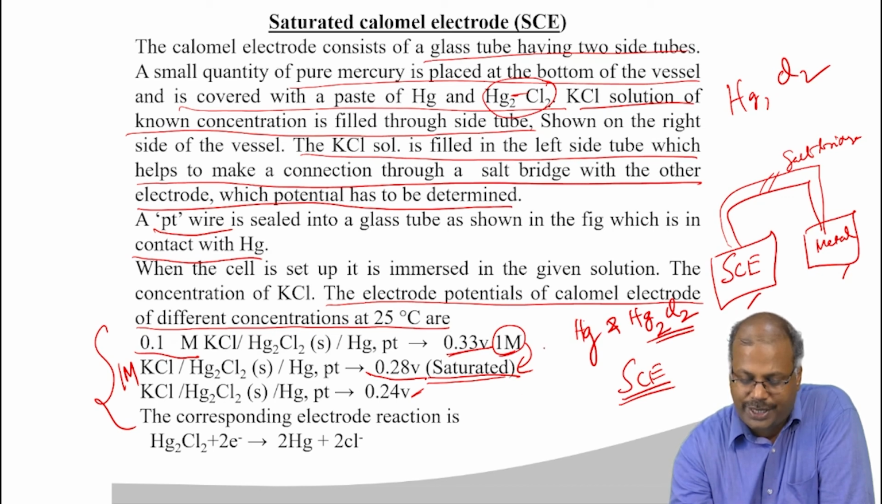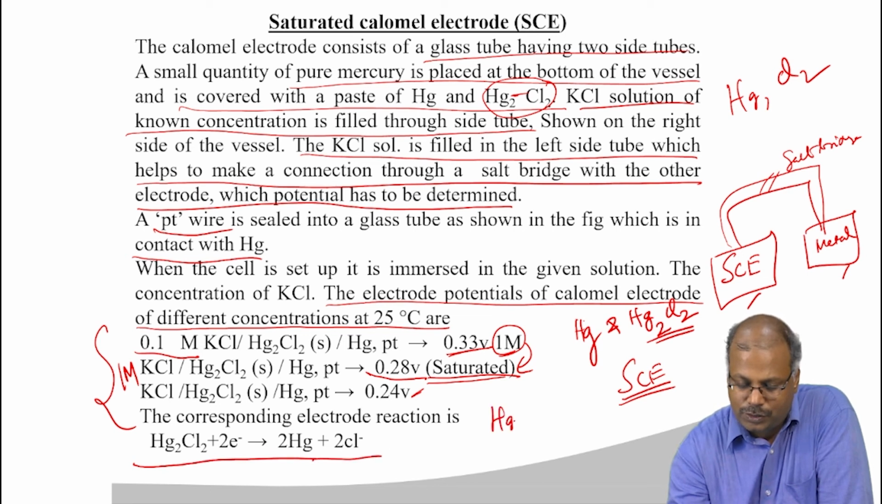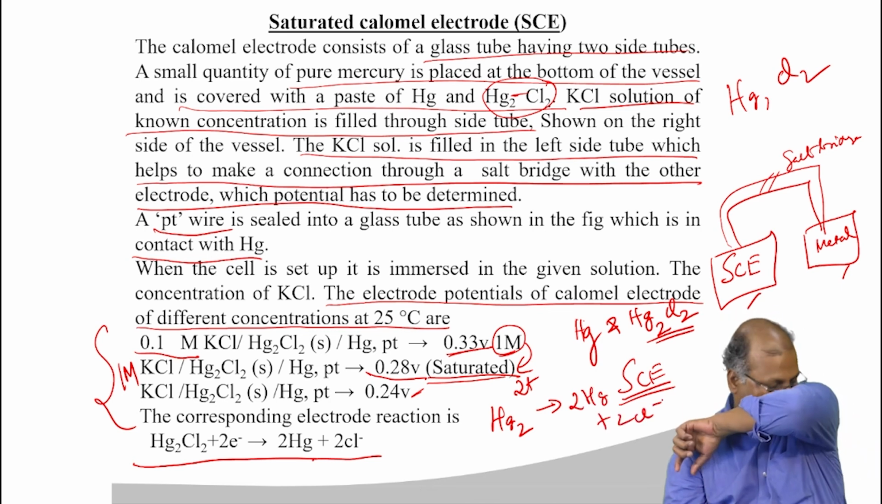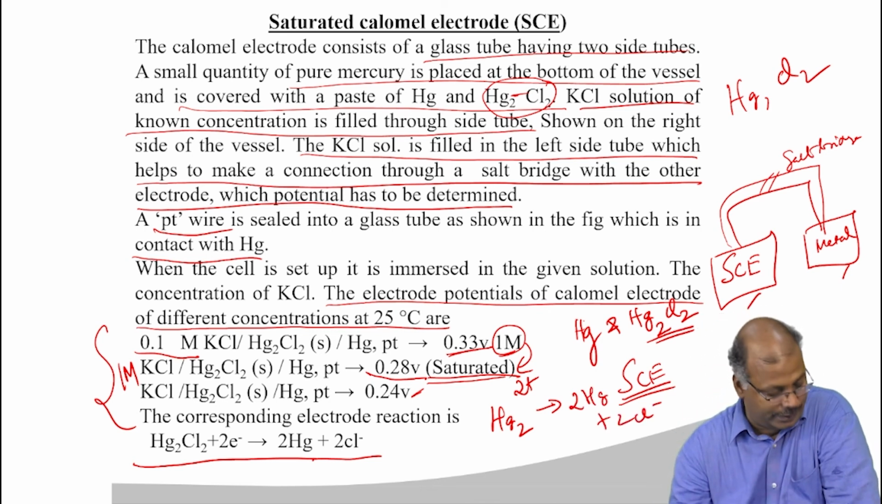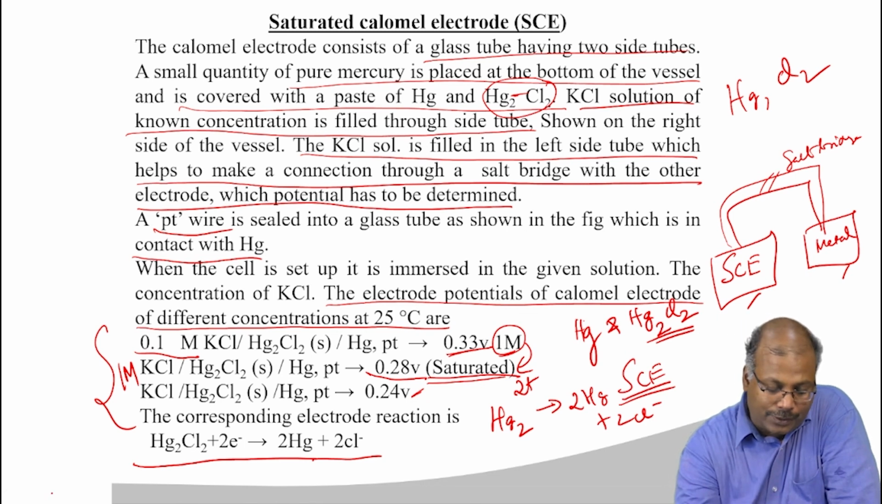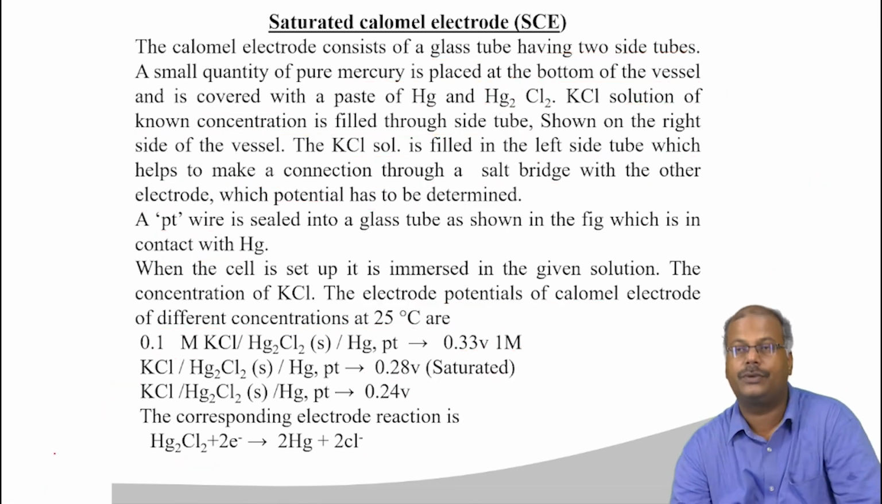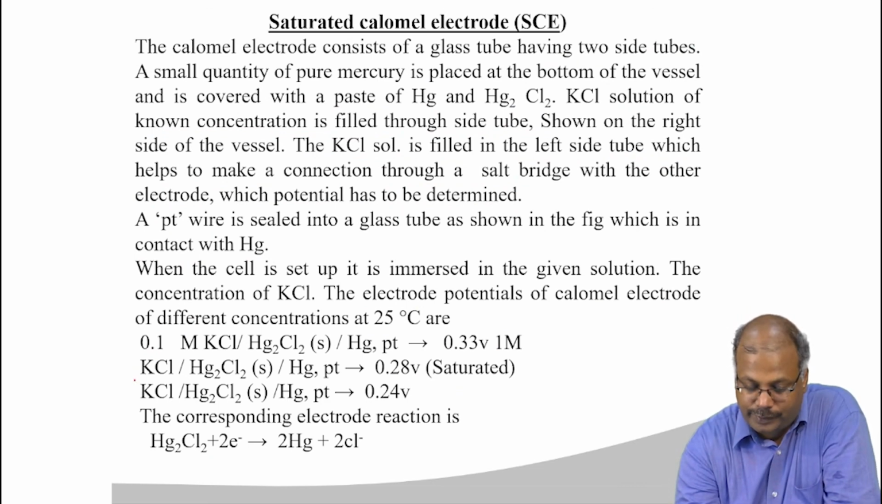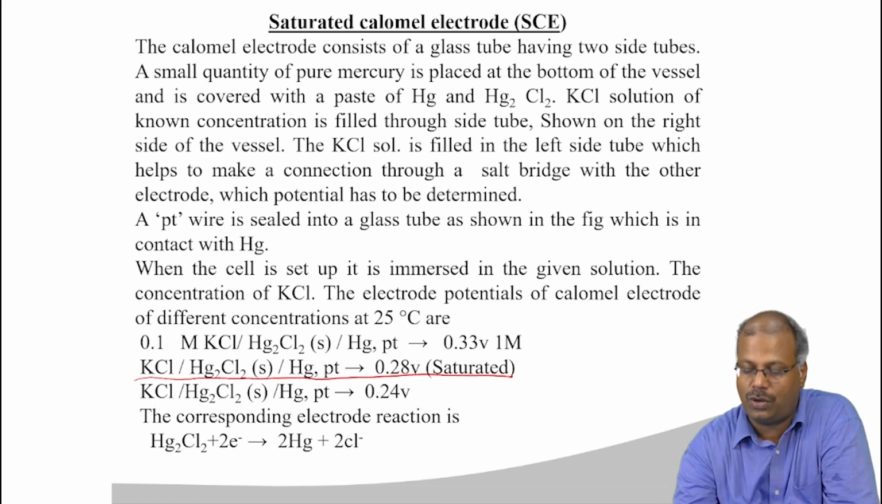The corresponding electrode reaction is Hg2Cl2, that is, Hg2 2+ plus 2 electrons gives 2 Hg plus 2 Cl minus. This is the electrode reaction of saturated calomel electrode, used as reference electrode. So this is the electrode used as a reference electrode called saturated calomel electrode.